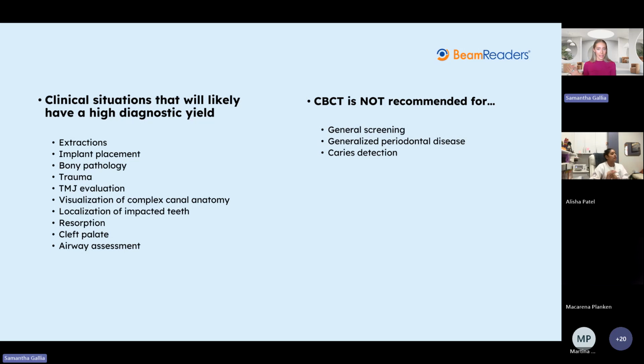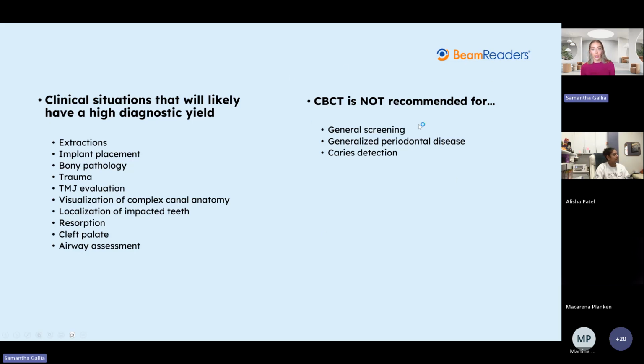All right, so this is pretty generalized. However, just to give you an overall idea, I like this list. So we're going to have clinical situations that will likely have a high diagnostic yield, and I'll let you read through those. But there's obviously a lot of times when taking a CBCT is going to do those things for us. It's going to change our treatment plan and is indicated.